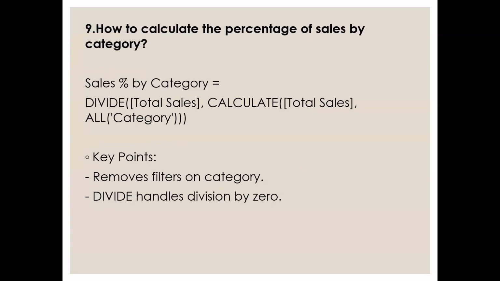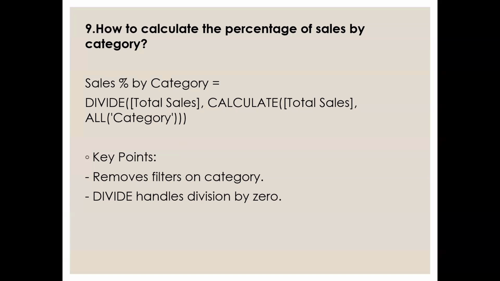Okay. So next, how to calculate percentage of sales by category. So how do you do it? This is a percentage of total question. So what is happening here is this ALL function will remove the filters. So the denominator will always stay the same, because this is the function of ALL, right? So it will remove all the filters. And so that for all categories, you can calculate the total sales here.